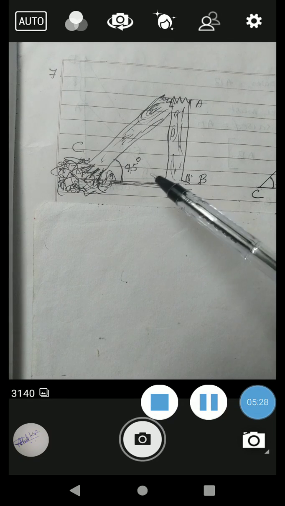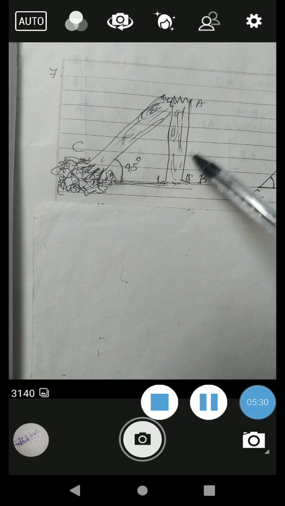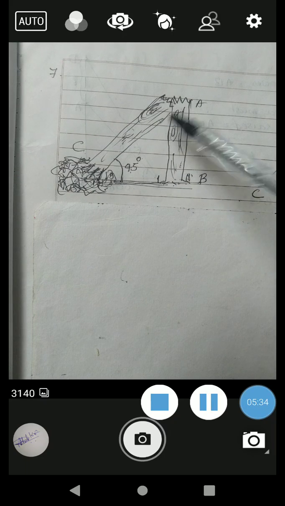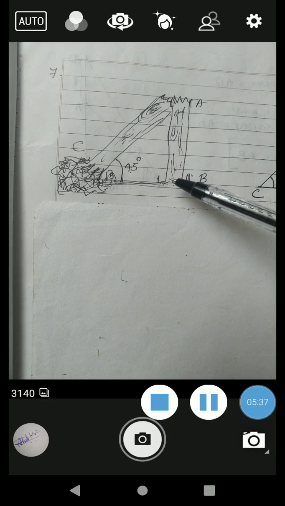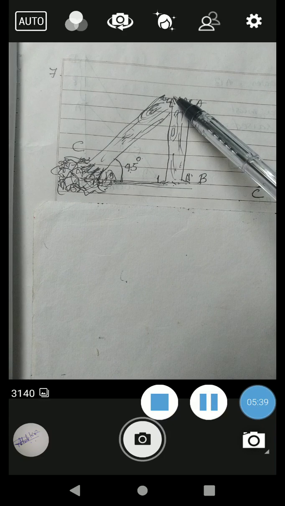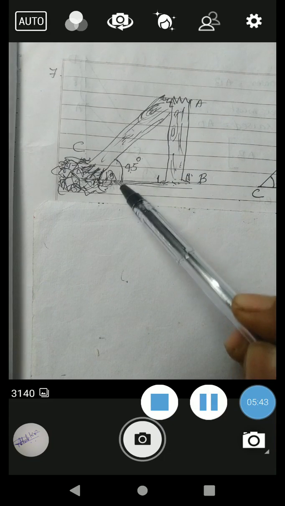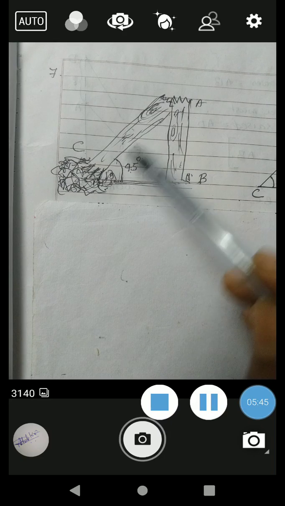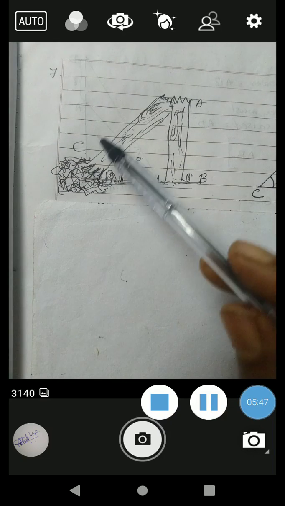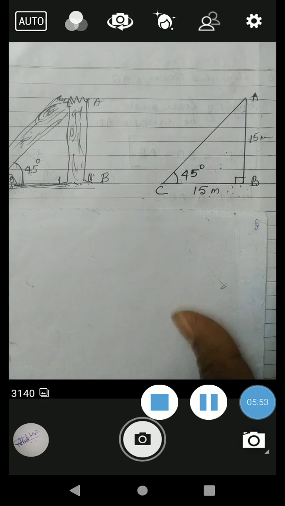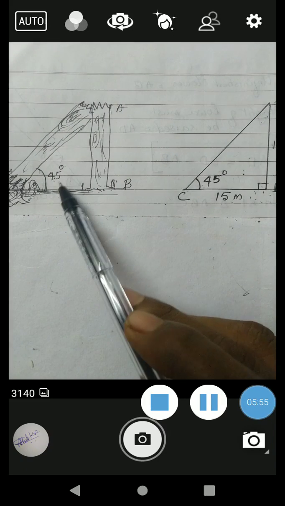Okay, this is the figure after breaking the tree. The upper part of the tree broken over by the wind makes an angle 45 degree with the ground. This is the figure. You just imagine like this. But you have to draw a right angled triangle. This is enough. Okay, but you have to imagine like this.